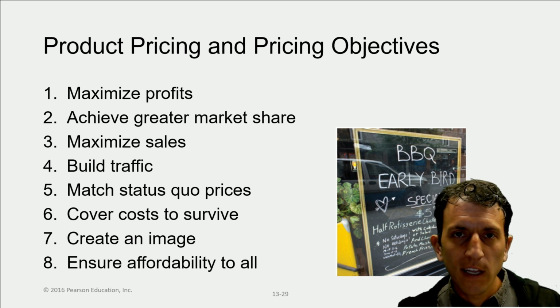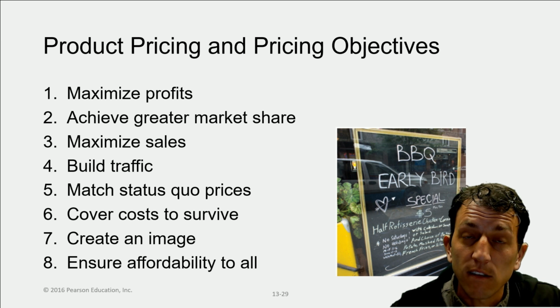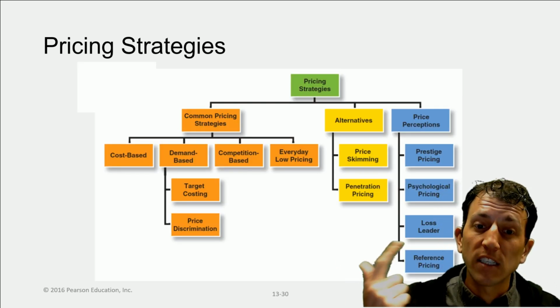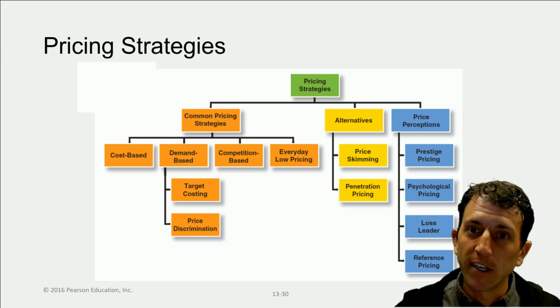So pricing can signal and change and vary for many different reasons. Okay, so here are the most common ones: cost-based pricing, demand-based pricing, competition pricing, and everyday low pricing.